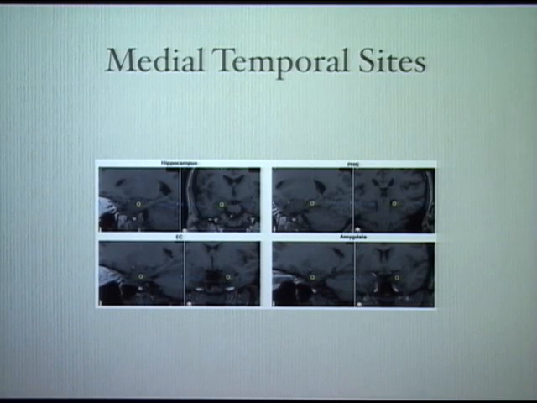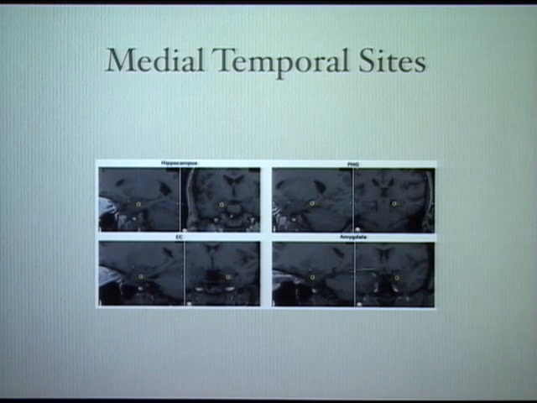We have 4 recording sites: hippocampus, parahippocampal gyrus, amygdala, and also entorhinal cortex. These are 2 views. This is the coronal view, and this is the sagittal view. And the yellow circle represents the location of the electrode. Of these 4 sites, these 3 contain all mirror cells.